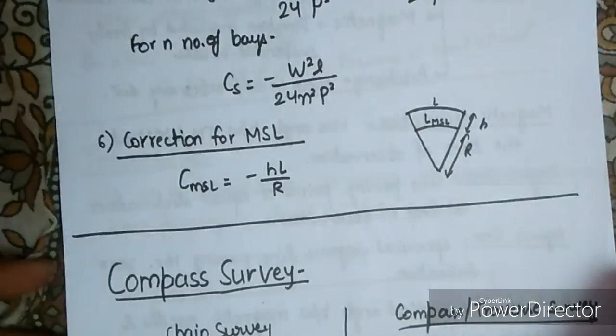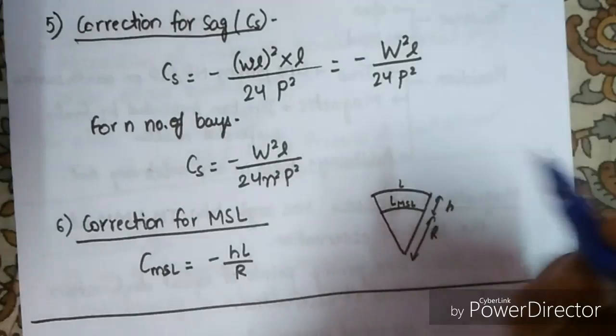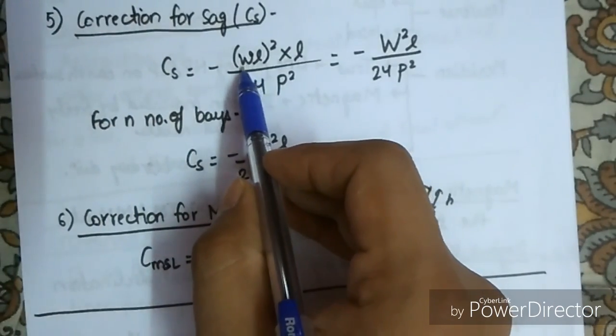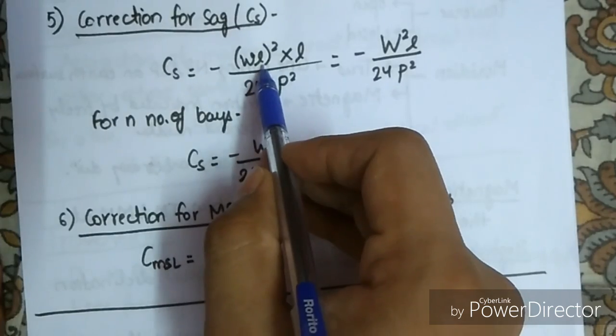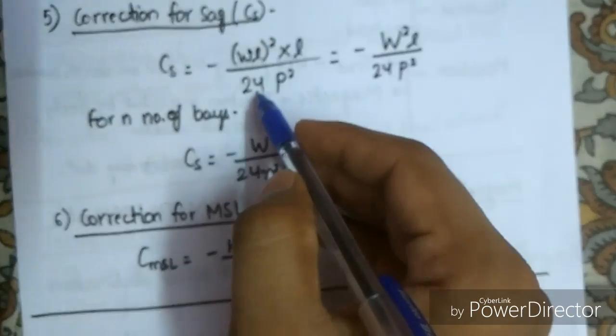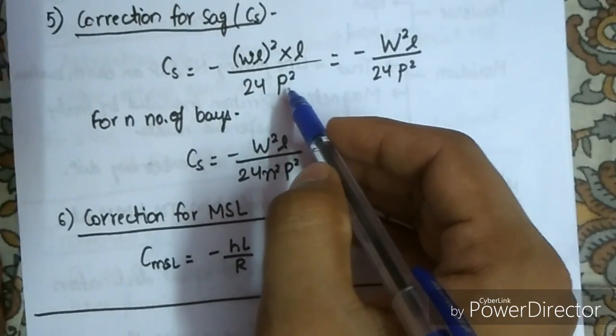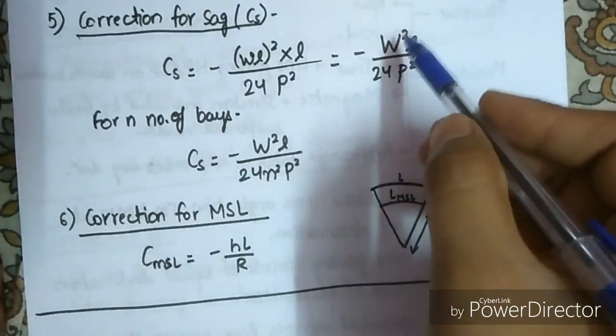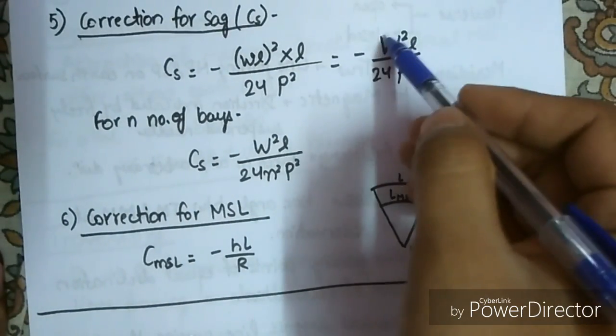Okay, next is our correction for sag. The sag correction is minus of W square L upon 24 P square, where w is the weight of tape per unit length, L is the length of the tape, and P is the standard pull applied. So this whole weight can be regarded as capital W square.